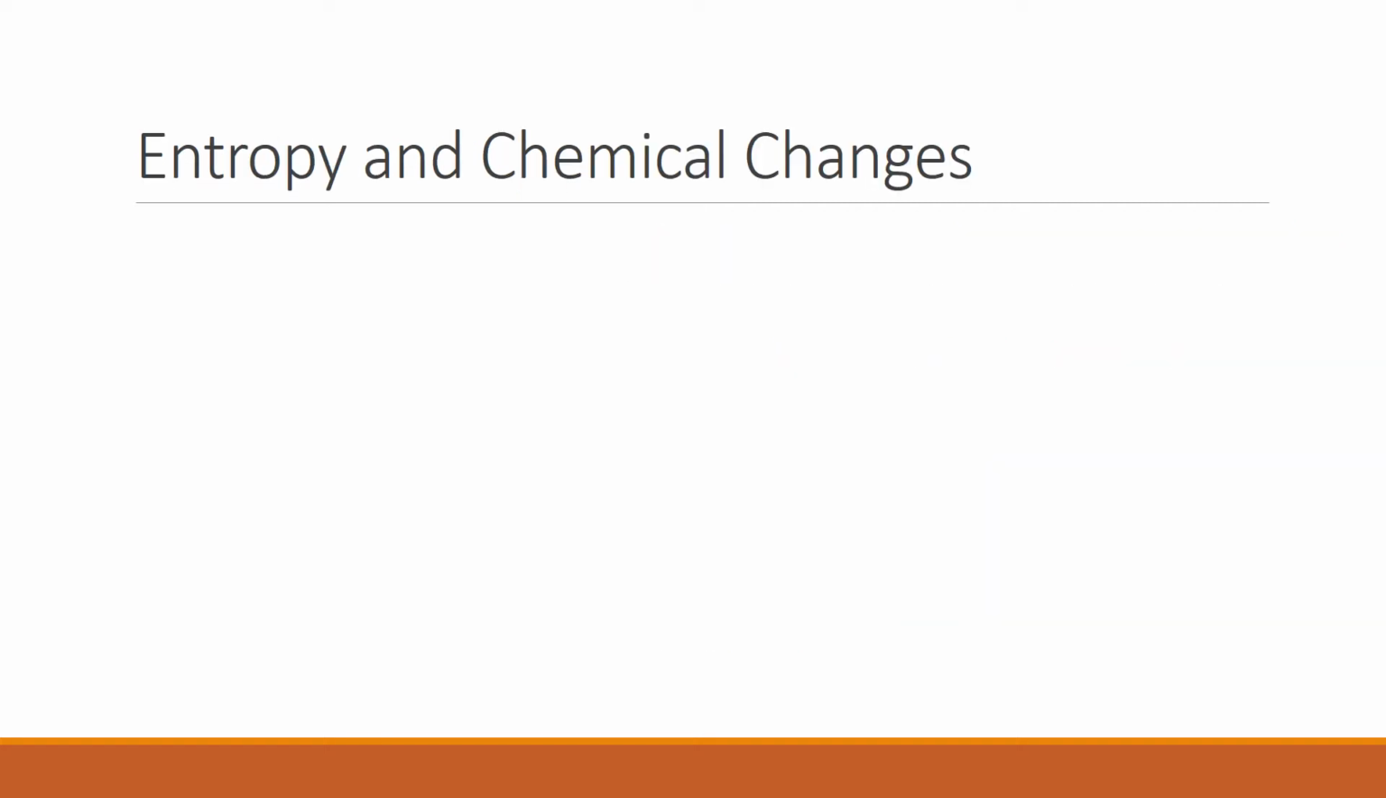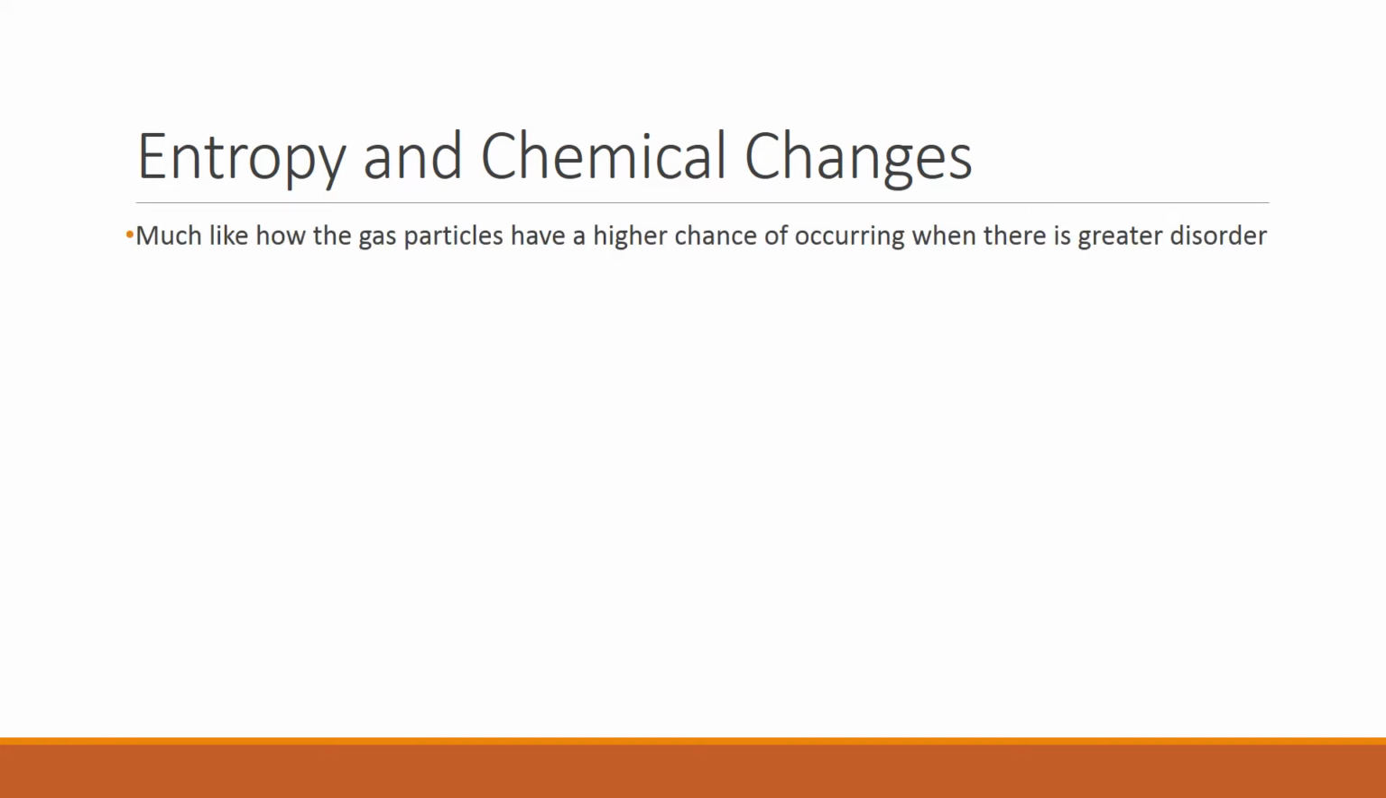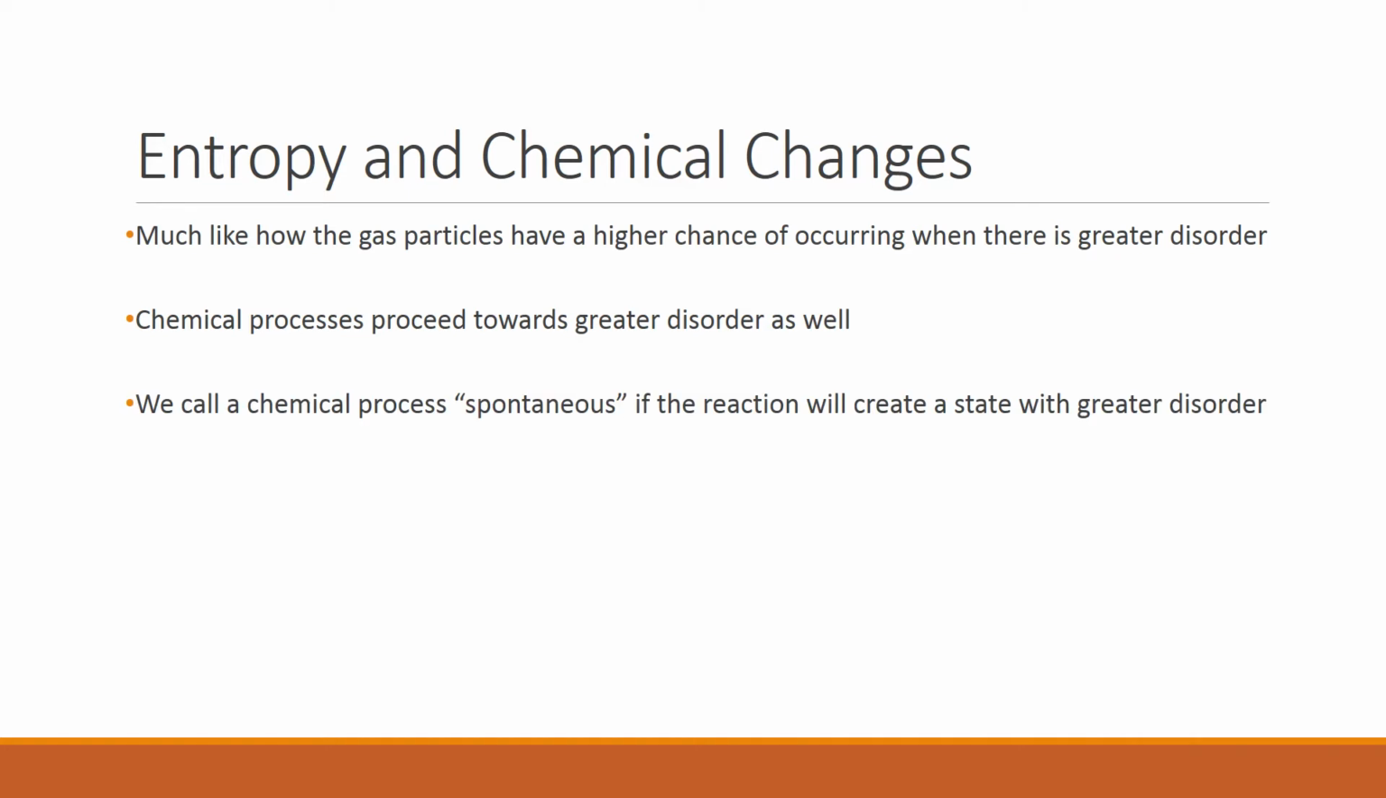So let's talk about entropy in terms of chemical changes. It's fun to talk about them with dice and fictitious gaseous molecules. But like how the gas particles have a higher chance of occurring where there's greater disorder, chemical processes proceed towards greater disorder as well. So when a chemical process is going towards the state that has greater disorder or greater entropy, we call that process spontaneous. It's important to know that spontaneous doesn't mean that it will happen all of a sudden or instantaneously. Spontaneous just means that we know it will happen and we do not know when it will happen.